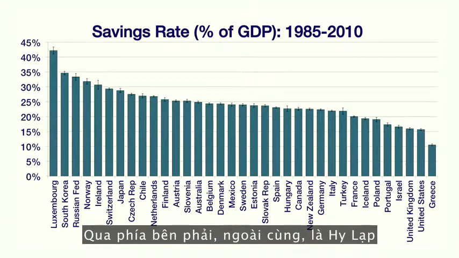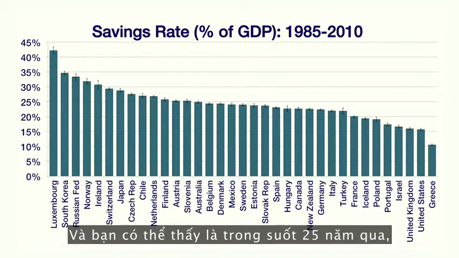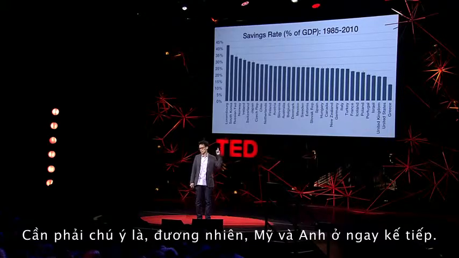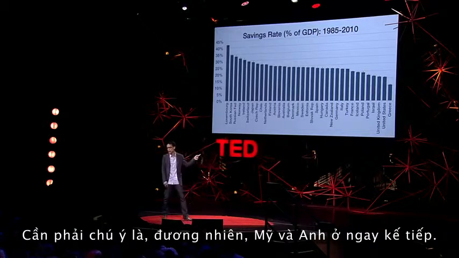Holding down the right flank of the OECD, all the way on the other side is Greece. And what you can see is that over the last 25 years, Greece has barely managed to save more than 10% of their GDP. It should be noted, of course, that the United States and the UK are the next in line.